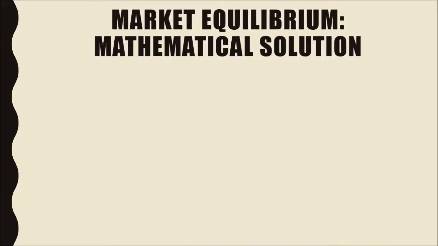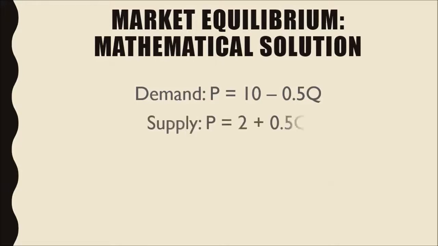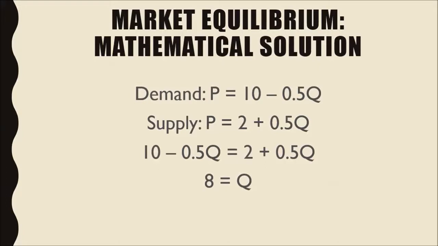We know from the previous slide that the inverse demand function is given by P equals 10 minus 0.5Q, and the inverse supply function is given by P equals 2 plus 0.5Q. The first step in finding the equilibrium point is to make these equations equal to each other so that 10 minus 0.5Q equals 2 plus 0.5Q. Then we add 0.5Q to both sides and subtract 2 from both sides.